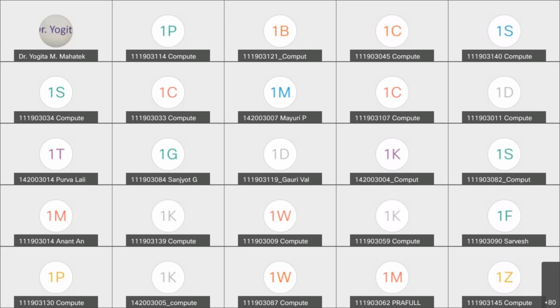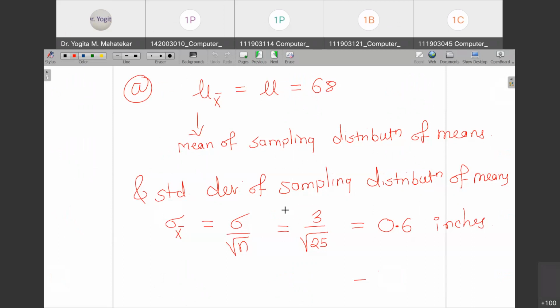The standard deviation of sampling distribution of means we denote by sigma x bar. Hope it is visible. The standard deviation of the sampling distribution of means is the population standard deviation sigma divided by square root of n. We observed this yesterday, and it is equal to 3 upon square root of 25, where n is the sample size. We considered 80 samples of size 25, and sigma is 3, the population standard deviation. So it is 3 upon square root of 25, which is equal to 0.6 inches. This is the standard deviation and the mean of the sampling distribution of means.